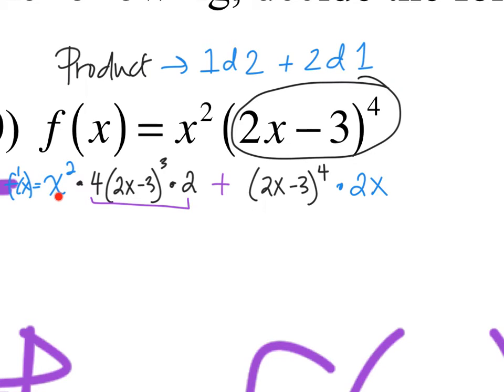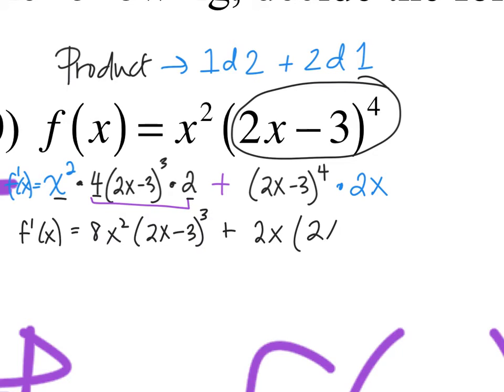All right, 1d2 plus 2d1. Now we clean. So f prime of x, the calculus is done. Now we do algebra. So f prime of x is 8x squared, because x squared times 4 times 2 is 8x squared, multiplied by 2x minus 3 raised to the third, plus 2x multiplied by 2x minus 3 raised to the fourth.